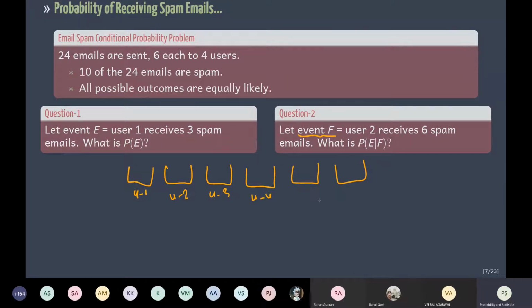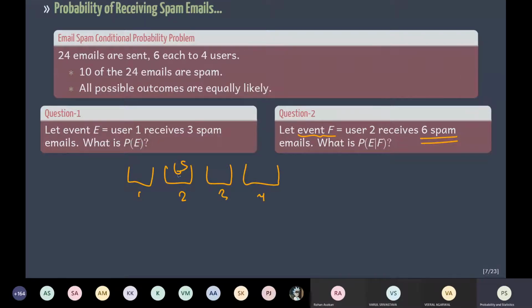Oh, sorry, there are only 4 users, right? So 1, 2, 3, 4 users. And what you are given as an additional condition is that user 2 received all 6 spam emails. User 2 has received all 6 spam emails. This is an additional condition given to you now.